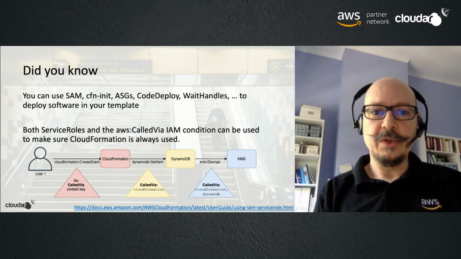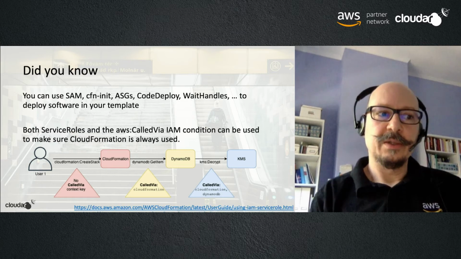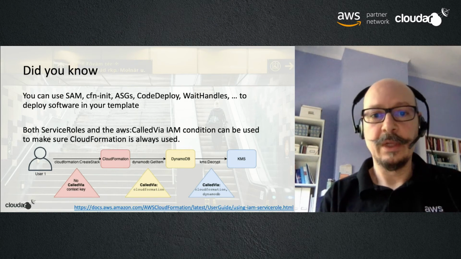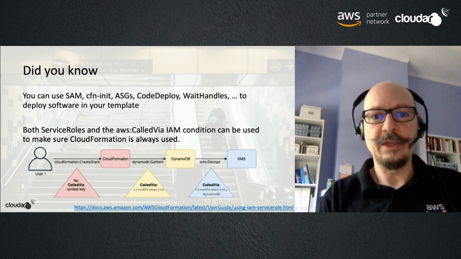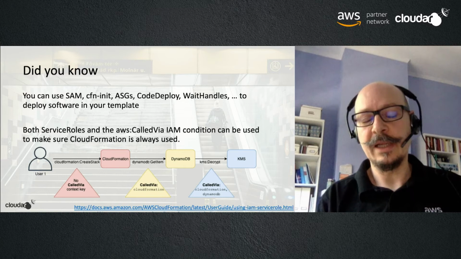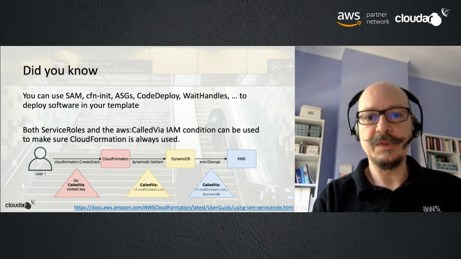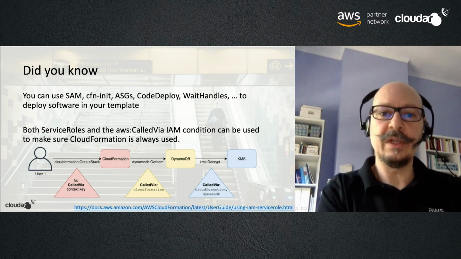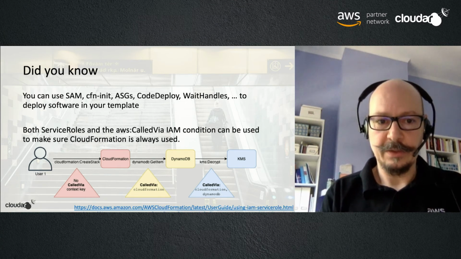But you could also use the CalledVia instruction to attach the accesses directly to the user or to the role, well, to the IAM principal in substance, that will actually launch the CloudFormation deployment. So in that way, you make sure that the end user does not directly touch the resources, but is given the permissions to touch those resources only through CloudFormation. So that's the CalledVia instruction.